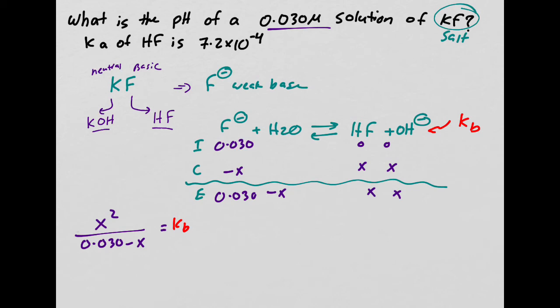So far, so good. So I need a Kb. What I'm going to use is Kw over Ka, which is going to give me the Kb that I needed. If I actually do the math, and remember the Kw is 1 times 10 to the minus 14, I get 1.388 times 10 to the minus 11 for Kb.